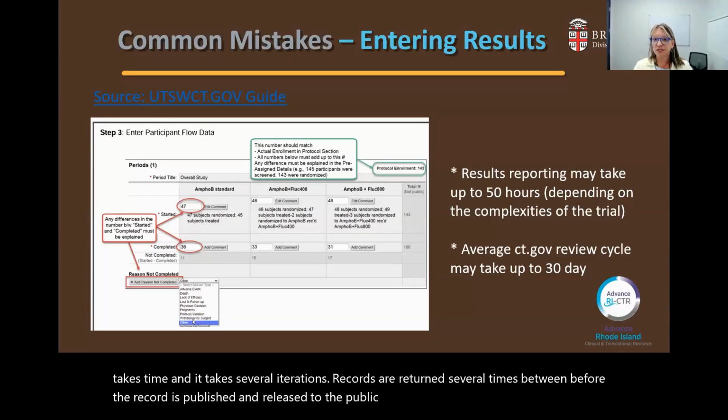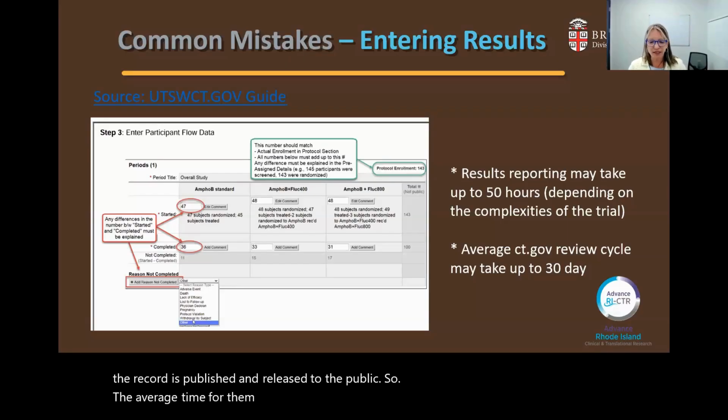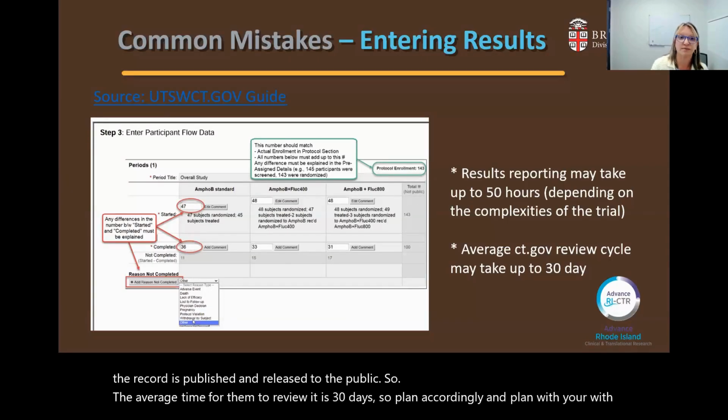So the average time for them to review it is 30 days. So plan accordingly and plan with these time frames in mind.